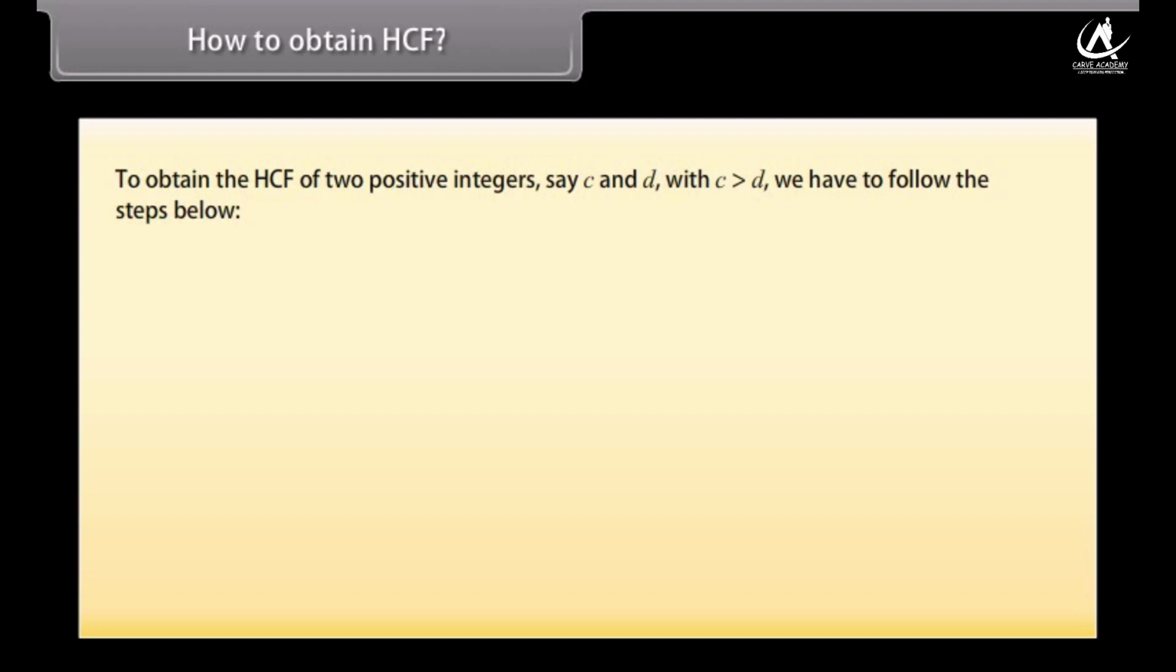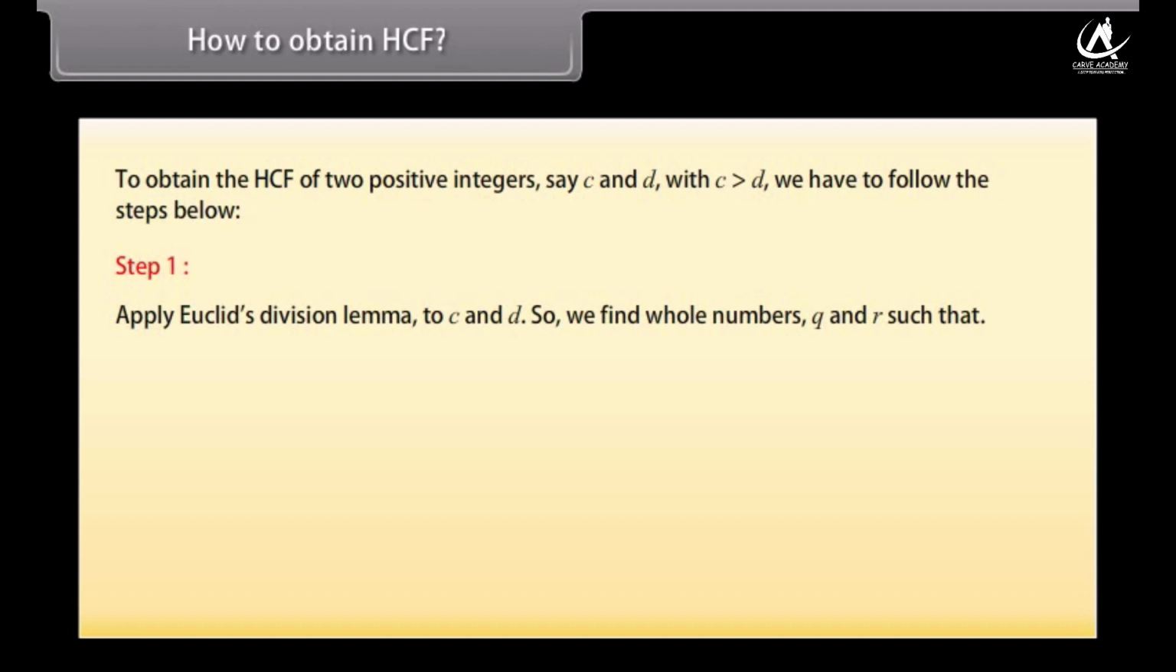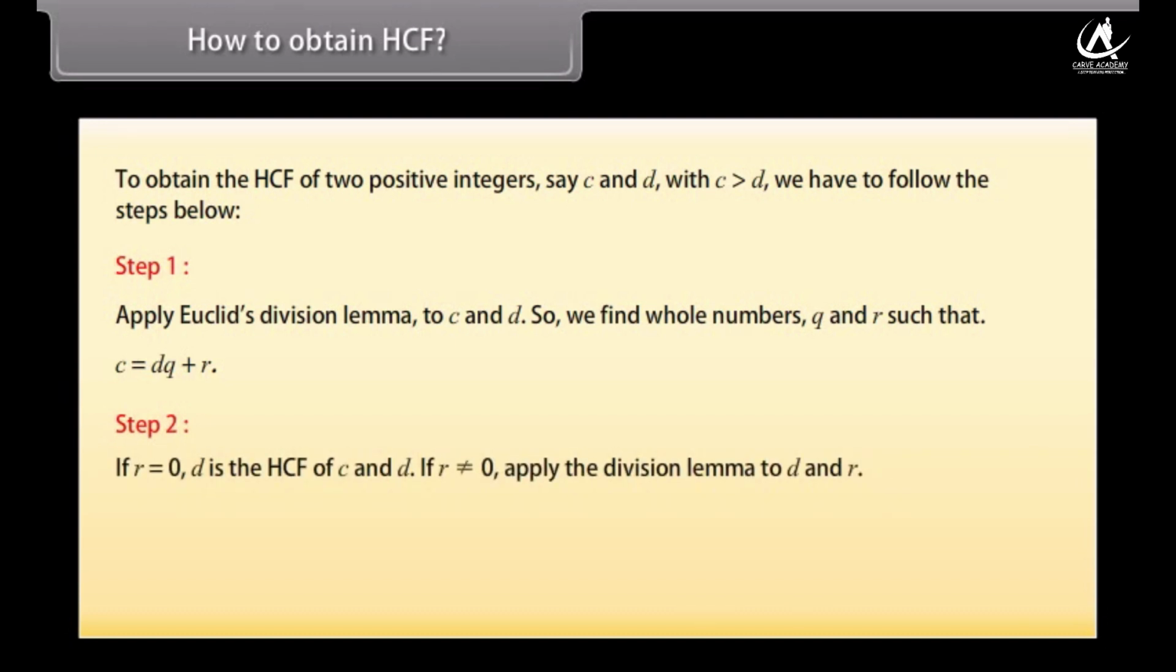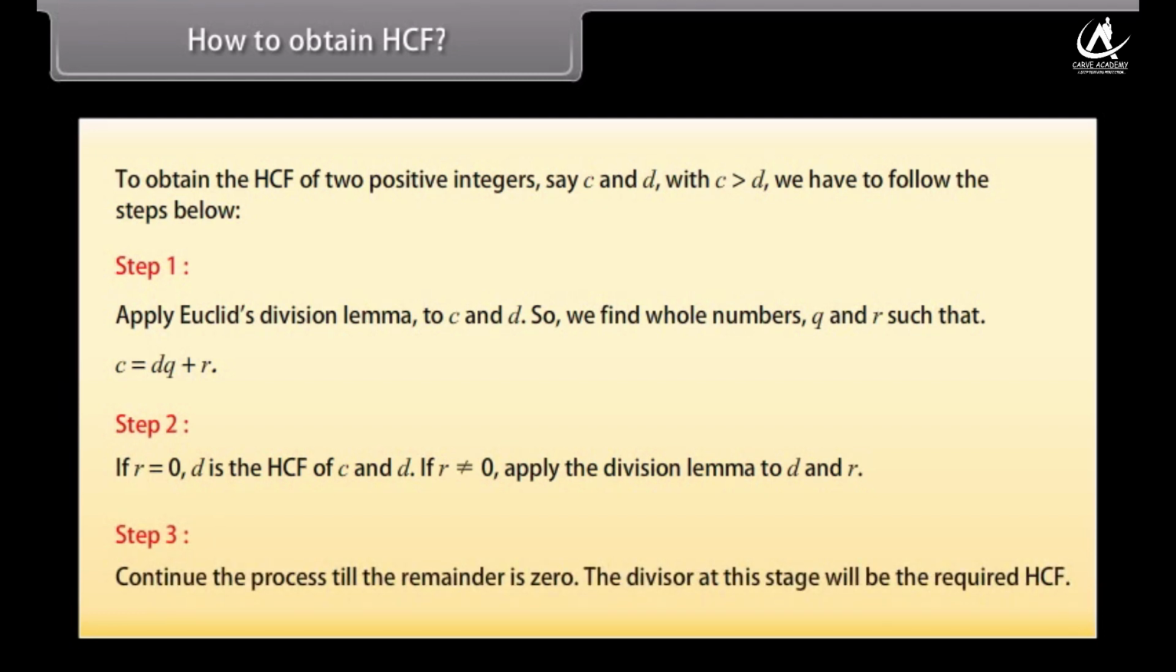How to obtain HCF? To obtain the HCF of two positive integers, say c and d, with c greater than d, we have to follow the steps below. Step 1. Apply Euclid's division lemma to c and d. So, we find whole numbers q and r such that c = dq + r. Step 2. If r = 0, d is the HCF of c and d. If r is not equal to 0, apply the division lemma to d and r. Step 3. Continue the process till the remainder is 0. The divisor at this stage will be the required HCF.